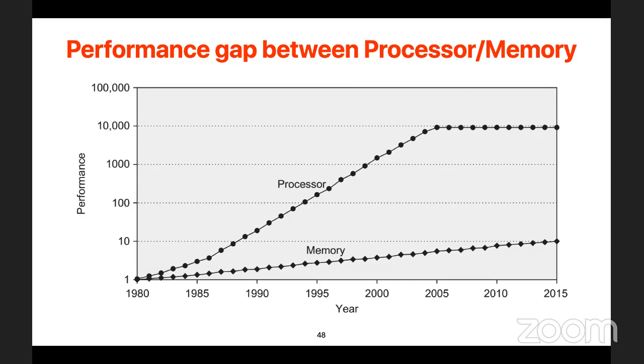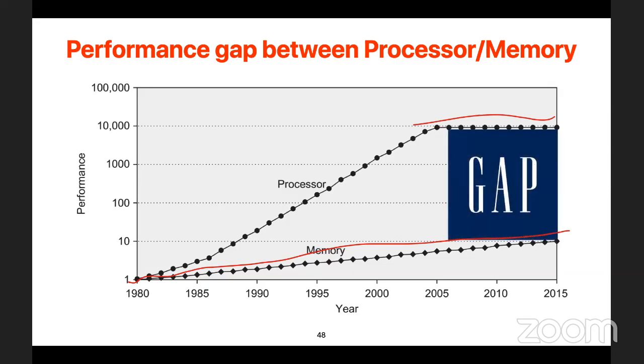However, the processor is not the only problem we meet in the von Neumann architecture. Memory also has had a problem for a long time. This graph shows you the performance, in terms of the latency of serving a request between a processor and memory. As you can see, processors start slowing down after 2005. However, memory keeps growing, but the curve is so flat that we have seen a big gap between the processor and the memory performance, right?